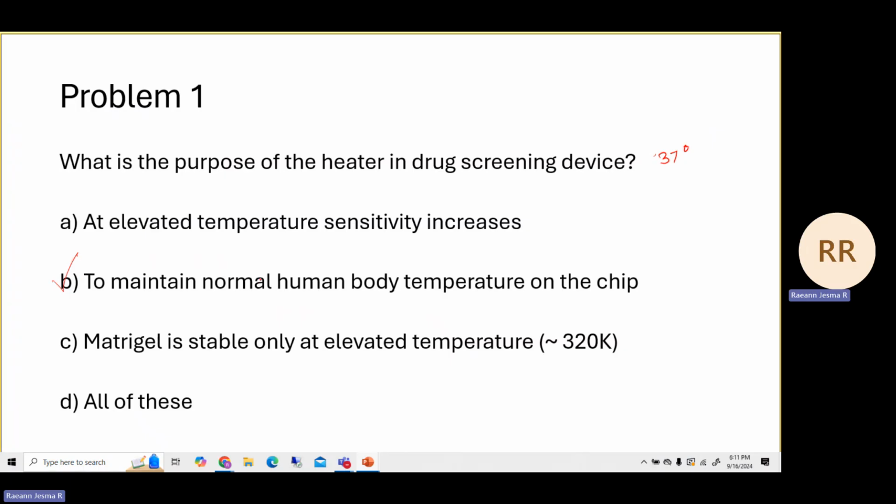And also, how the drug reacts with the various cells can also vary depending on the temperature. So to obtain a realistic scenario, we need to have conditions that are the same as in vivo. So we need to maintain the temperature of a human body on a chip. So the correct answer is option B. Is this clear?